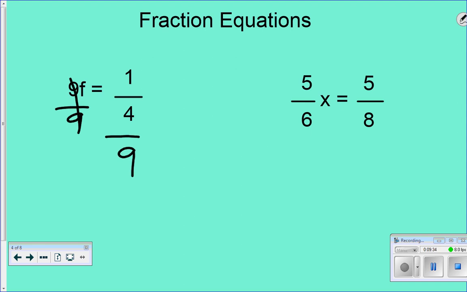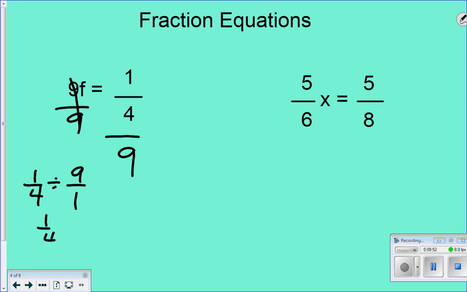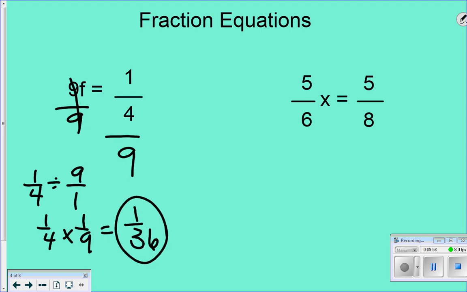We did this already. It was called complex fractions, where we had a fraction inside a fraction. Do you remember that? Okay, so now what you will do is rewrite it in a problem that looks like this, right? Then you're going to flip the last one. So then it looks like this: 1/4 times 1/9. 1/36 would be your answer. Okay?